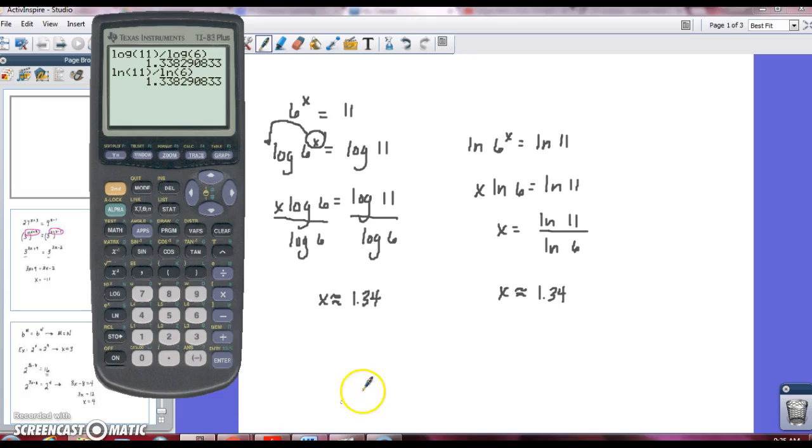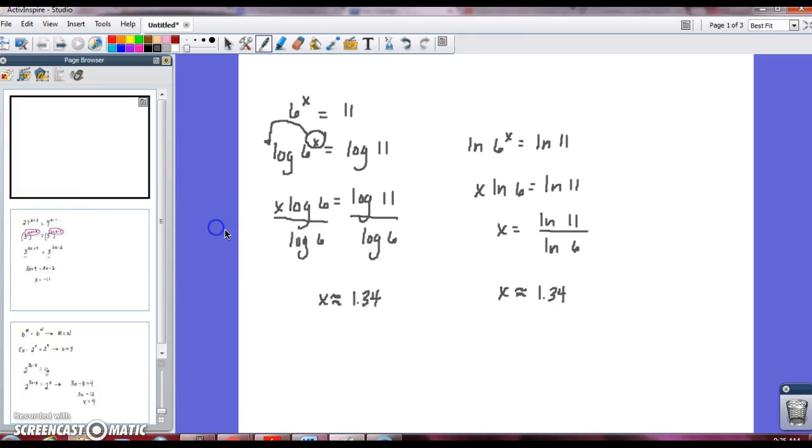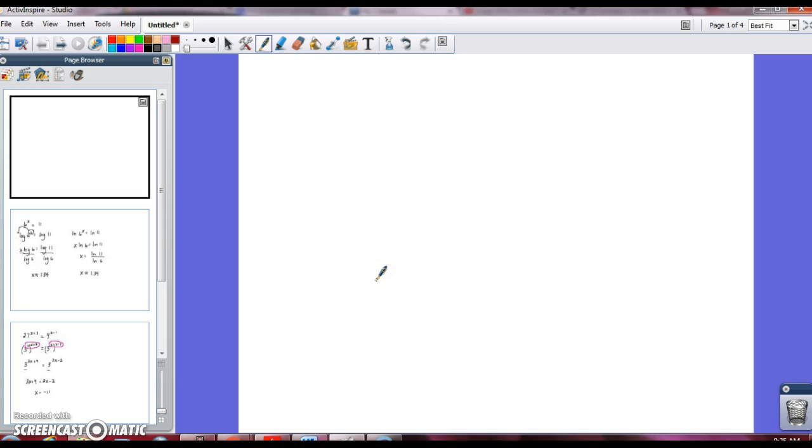Now, let's do another example of this that's a little bit more complex. And I only want to show this to you because of the fact that it's easy to make careless mistakes with a problem like this. So let's say, for example, we have 5 to the x minus 2 is equal to 4 to the 2x plus 3. Clearly, right, I can't rewrite either of those to get the bases to be the same. So I'm going to take the log of both sides.